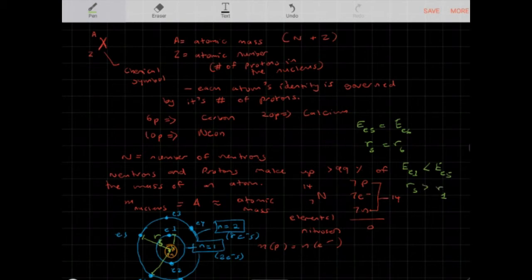Okay, so this is how you can relate the distance of an electron and its relative energies, right? The energy of an electron is dependent on its distance from the nucleus, or in other words, the energy of an electron is dependent on its position in the atom.